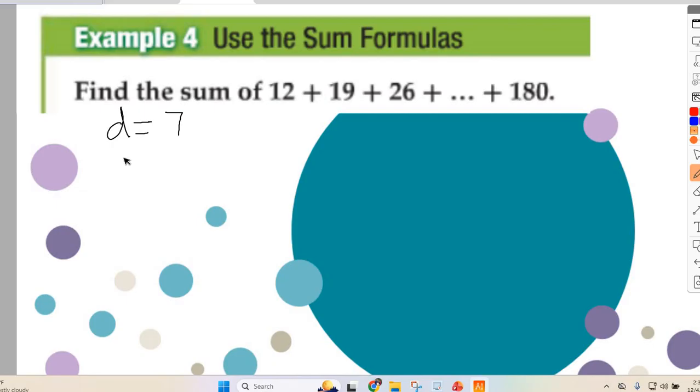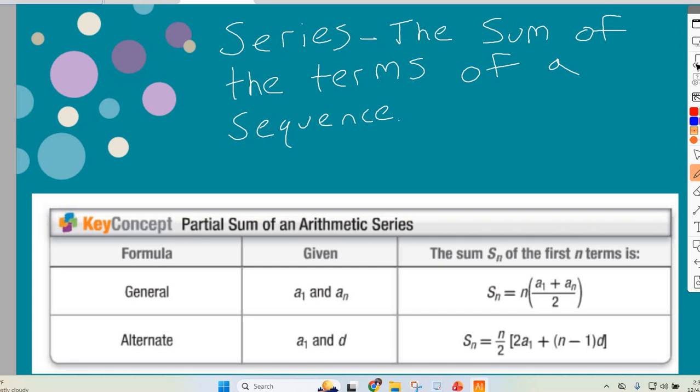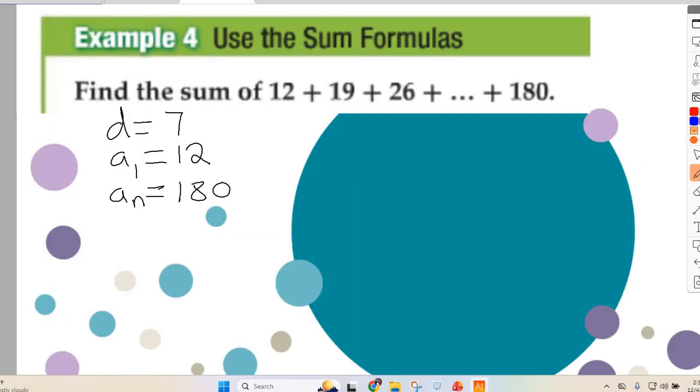Okay. What's our a sub 1? What's our a sub n? Or the last one that we're going to? 180. Okay. Now, the problem that we have right now is that we have our a sub 1, we have our a sub n, right? So we can plug into the sum formula, but we don't know how many terms are in between 26 and 180, right?